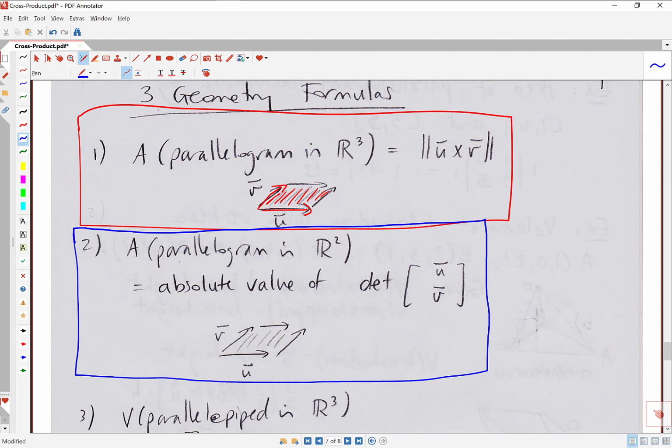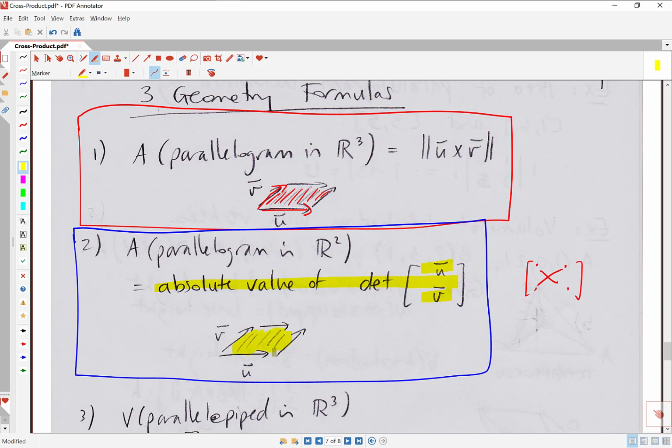Then we wouldn't be able to use the cross product because we don't have a cross product in R2. So instead, the formula becomes the absolute value of the determinant created by vectors u and v. You just fill your two vectors into the rows of a matrix, and then you take the determinant of that matrix. That makes sense because if u and v are in R2, then u has two components, v has two components, so that's creating a little square matrix. You can calculate the determinant of that matrix. The only caution here is that determinants can come out to negative numbers, so we have to take the absolute value of the determinant to be sure that it's really giving us an area.